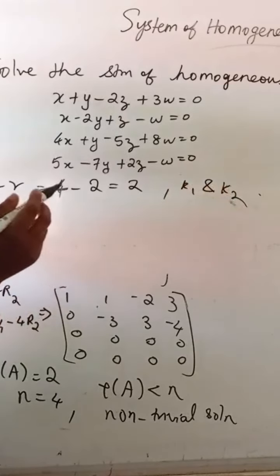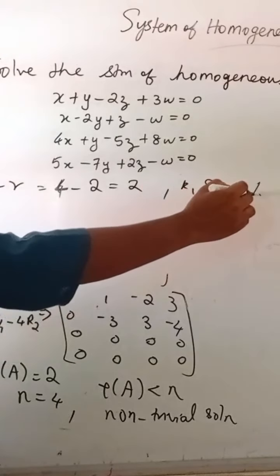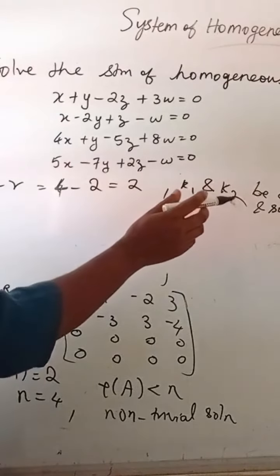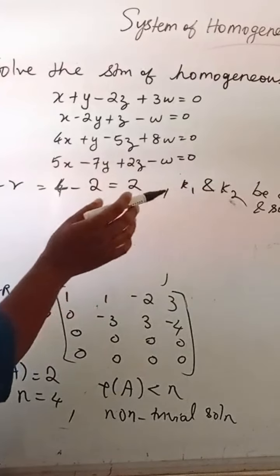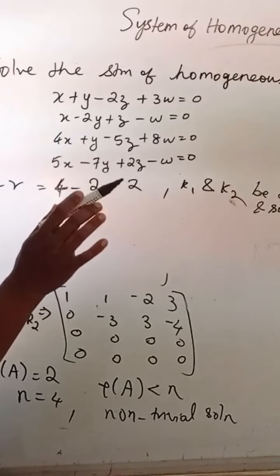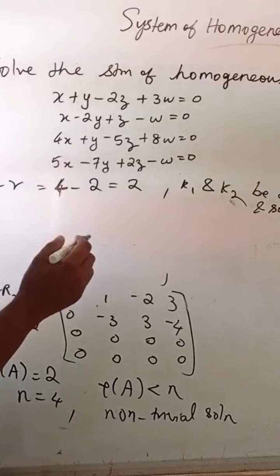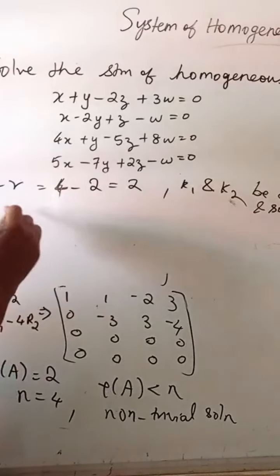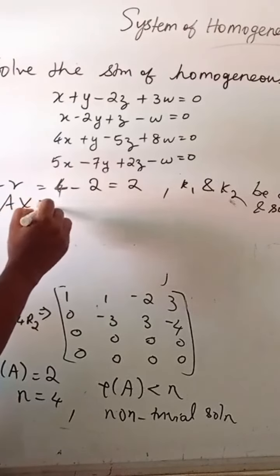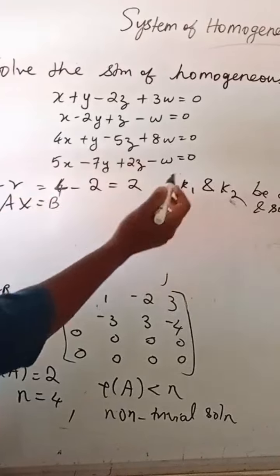K1 and K2 be the two variables, and hence here the solution is two variable independent. So let us write this in the form that is Ax equal to B form. That is, here B is 0.